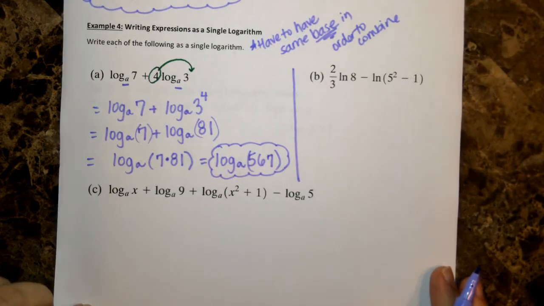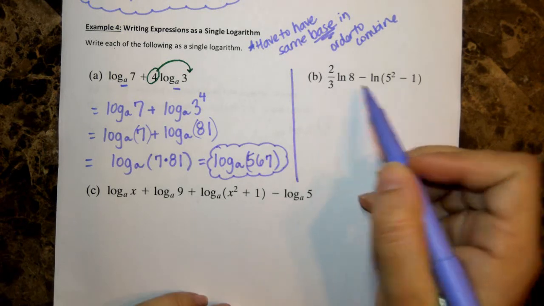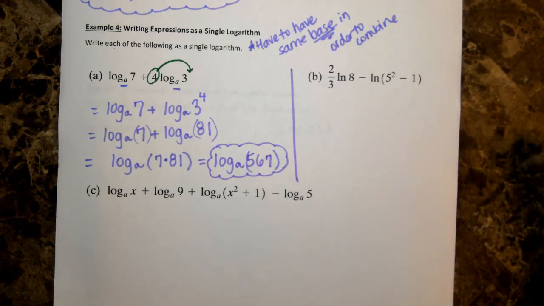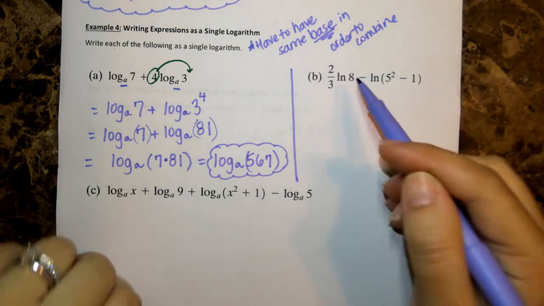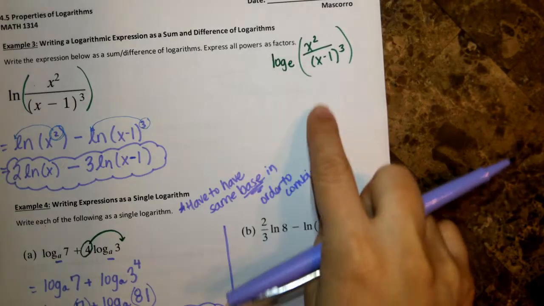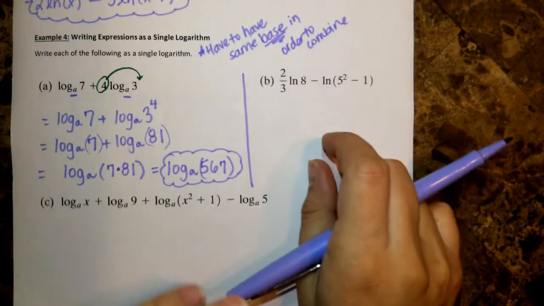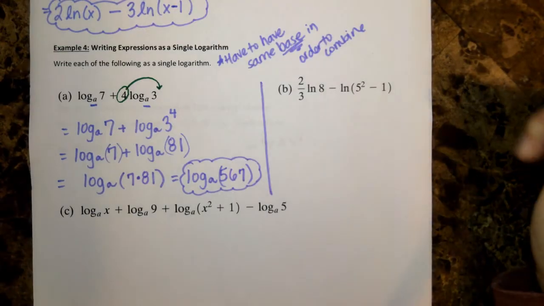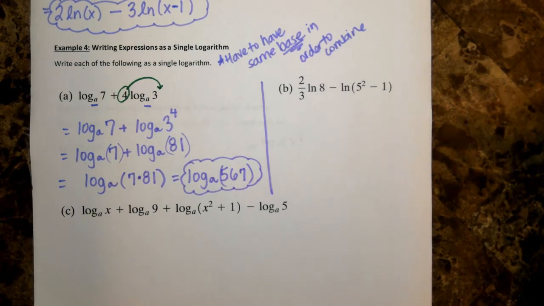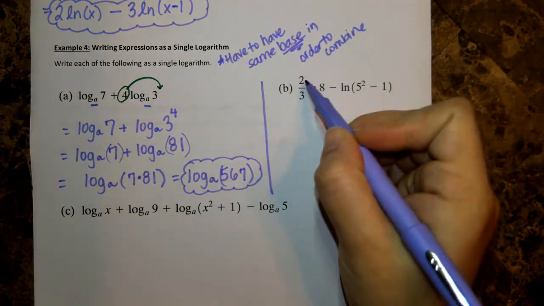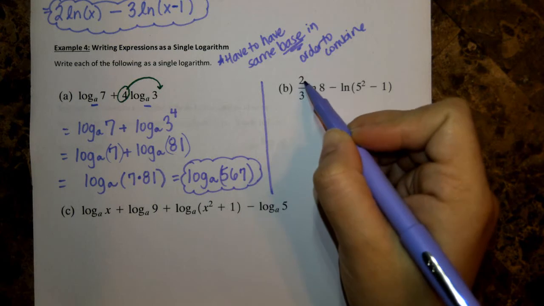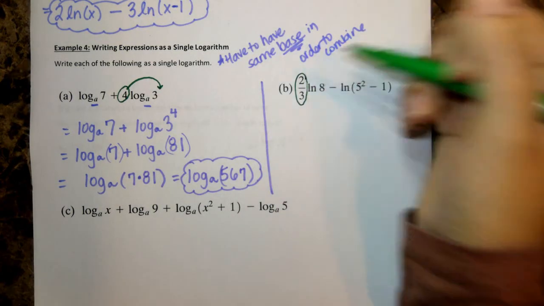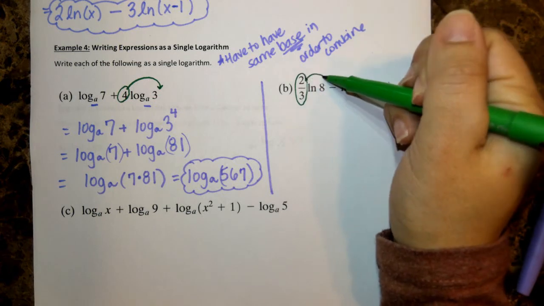All right, next one, part B, we have, once again, 2 separate logarithms. These are natural logarithms, but they work the same. They still have the same properties. You can rewrite these as log base e's if you don't like this notation, but it's the same thing. So I can use any of my properties on this problem as well. Now the first thing that you want to take care of is any coefficients. There is a coefficient of this 2/3. So I would want to get rid of that coefficient by making it an exponent.